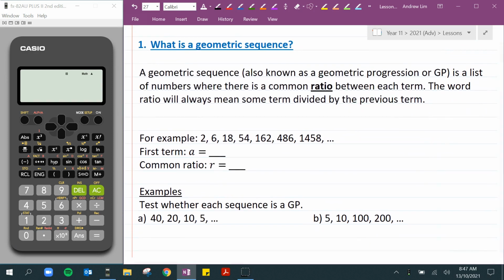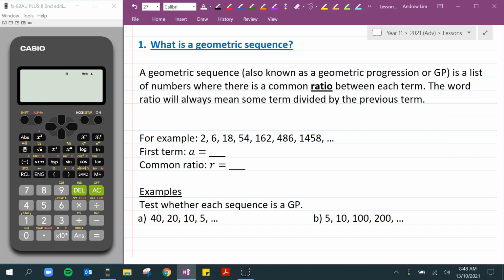A geometric sequence, also known as a geometric progression or a GP, is a list of numbers where there is a common ratio between each term. The word ratio will always mean some term divided by the previous term. So unlike an AP, where there was a common difference, where it always went up or down by the same value, a GP has a common ratio.